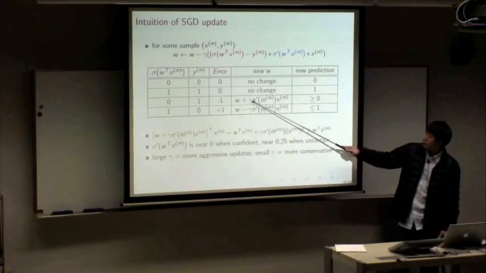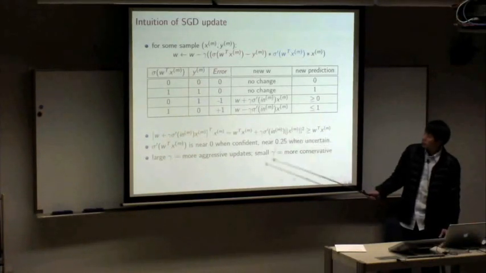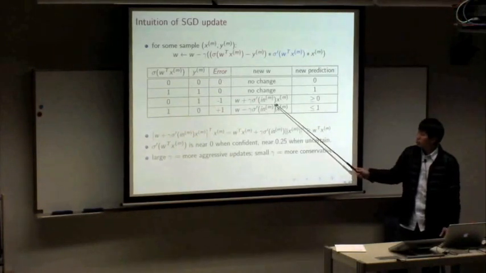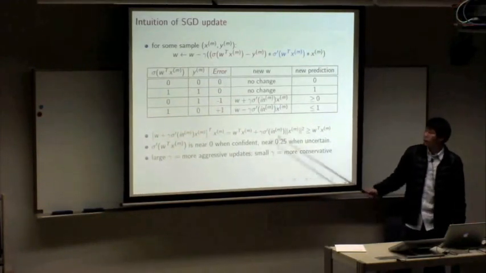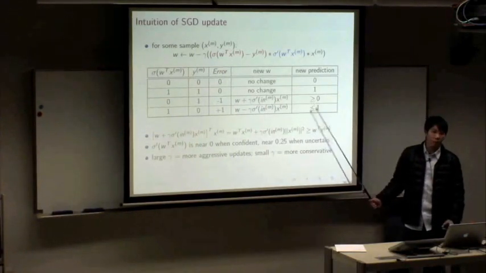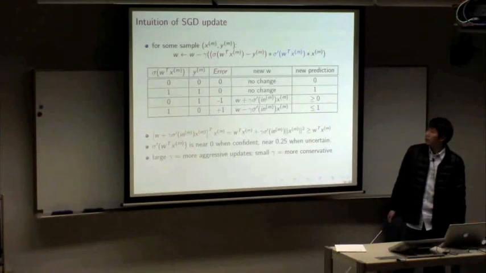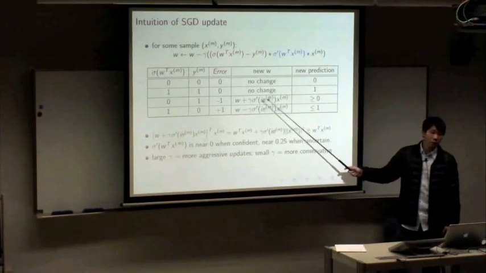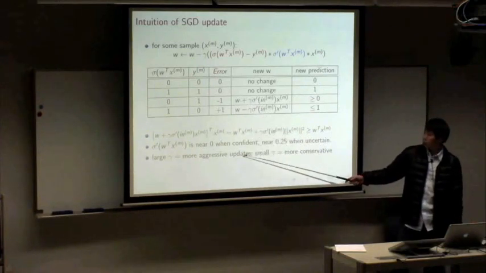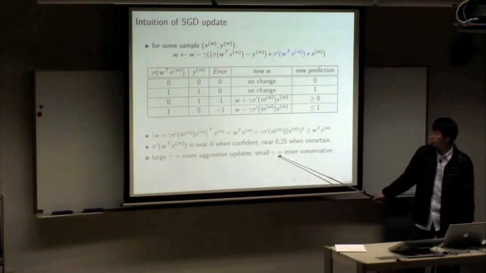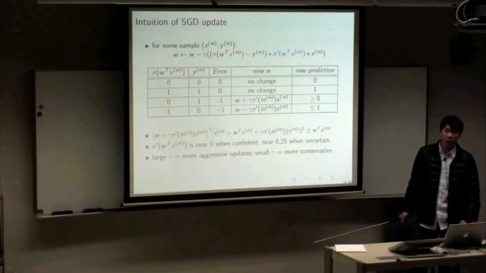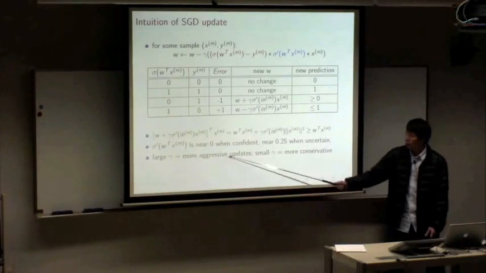Another thing to look at is this learning rate gamma. If gamma is really large, you're going to update very aggressively. You're going to increase W a lot so that you can make the sample be correctly classified. But because we're doing this one sample at a time, we might actually do worse on other samples, so you might be too aggressive. If you make gamma small, you're being more conservative, saying we're not going to change as much. And this is now a trade-off.